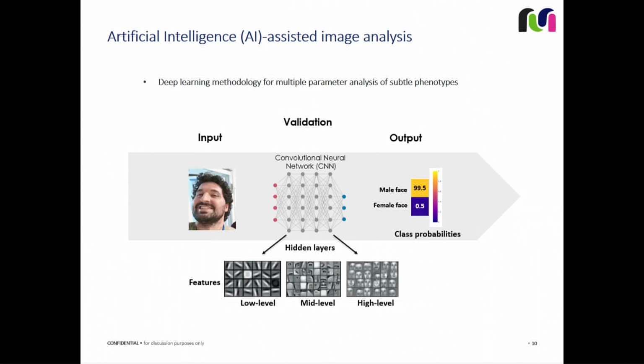Let's validate it. So if you put a random picture in there, it goes through the same procedure, and at the end the algorithm will tell you, for example, here we have 99.5 male, 0.5 female. Don't ask me why. Sorry, I don't know. Great. So this is exactly the simple example.